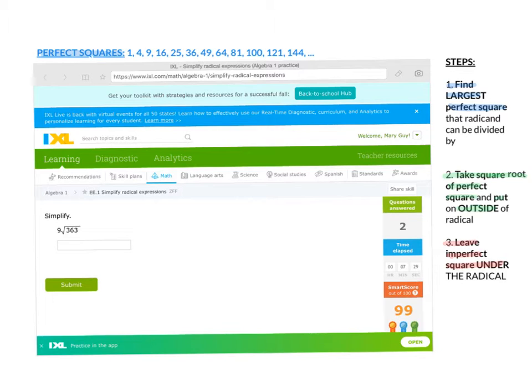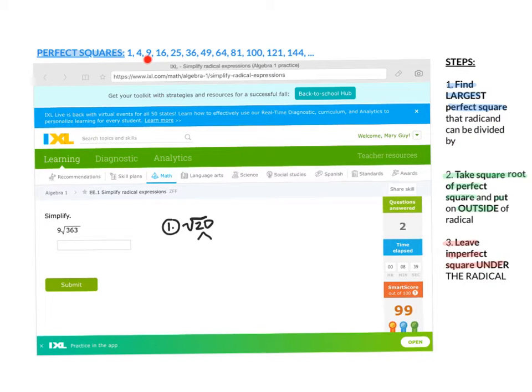Okay, and up above you see I've already created your perfect square list, so you're able to write that down on your sheet of paper. And since we're trying to find the largest, that means I want to go backwards, and I'm going to stop when I get to that first number that is smaller than the radicand. Okay, so that's 9. So then I'm going to try to divide my radicand by this number, 9.